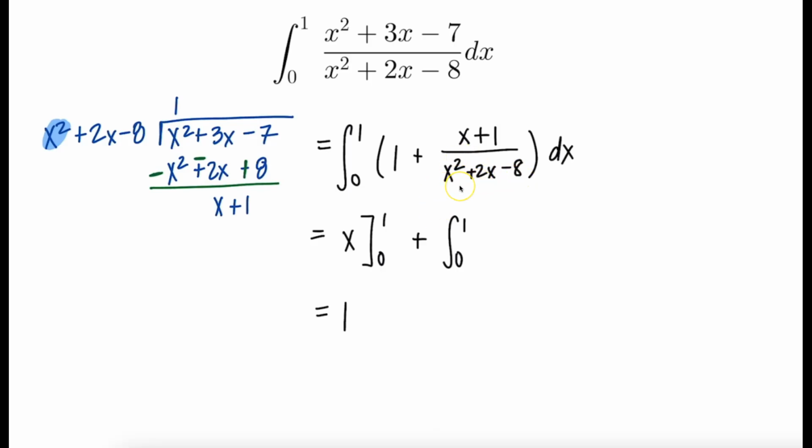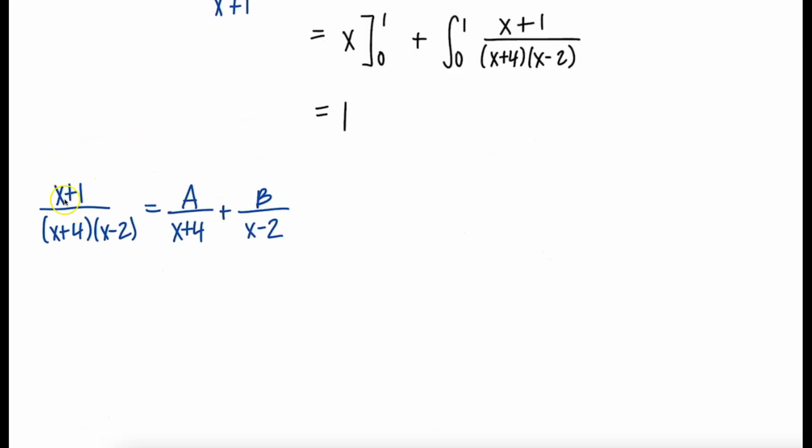So we can factor the denominator here. So we have x plus 1 over quantity x plus 4 times quantity x minus 2. And then let's go ahead and split that up into our partial fractions. So I'm going to pull that work off to the side. I'll have x plus 1 over quantity x plus 4 times quantity x minus 2 be equal to generic constant A over x plus 4 plus generic constant B over x minus 2.